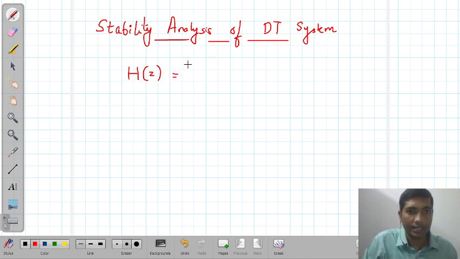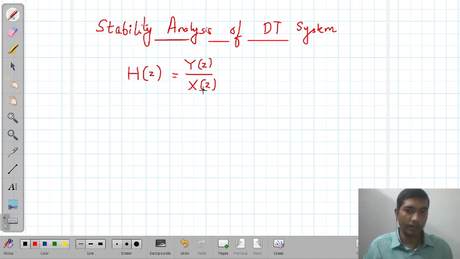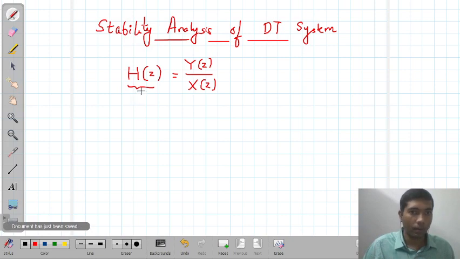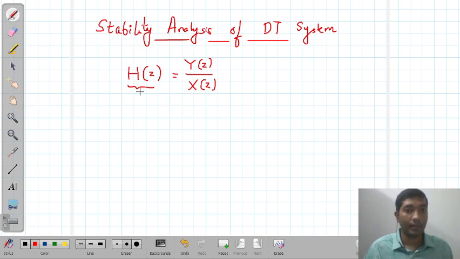This H of z is given by Y of z divided by X of z, where Y of z is the z transform of the output and X of z is the z transform of the input. So H of z gives the transfer function of the system, which is the z transform of the impulse response. Now, if you are provided with the transfer function of a system, how do you check whether that system is stable or unstable? We are talking about absolute stability and not about relative stability.